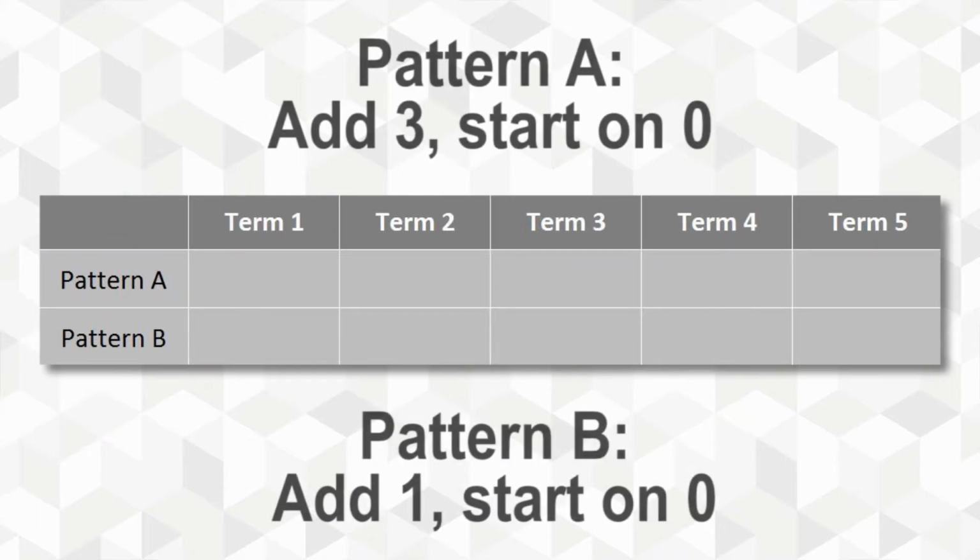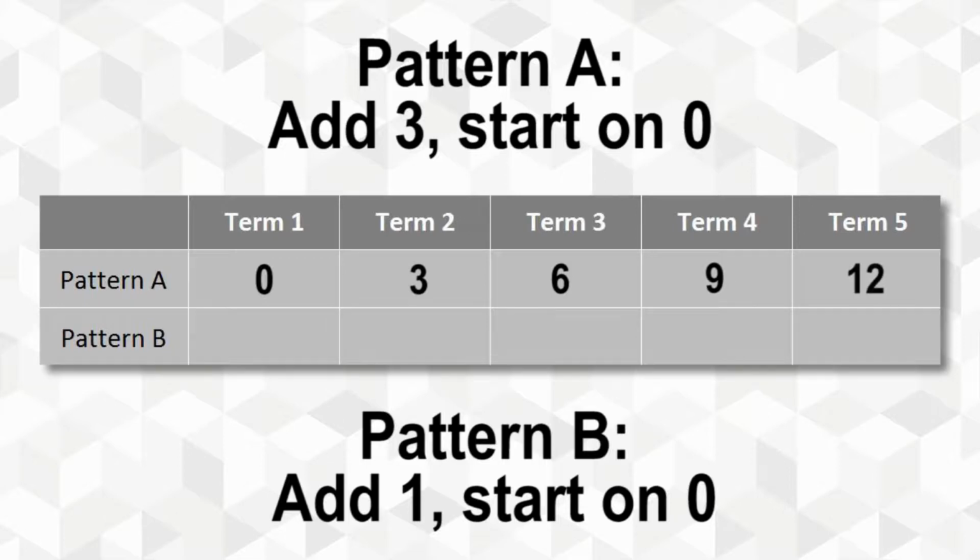The rule for pattern A is to add 3 and to start on 0. Since we will begin on 0, let's place 0 in the first box. The rule states each term increases by 3, so we will add 3 to 0 and place the sum in the second box. 3 added to 3 is 6, 3 added to 6 is 9, and 3 added to 9 is 12. We have now completed the first 5 terms in pattern A.